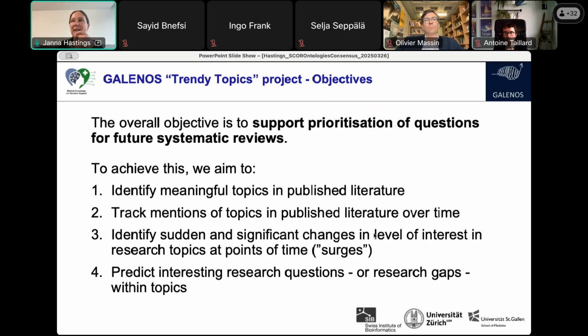And then if you've got these things, okay, we've identified a topic that is having a lot of interest at the moment. Maybe then we could go and look within that topic to identify research gaps or research questions or research directions within that topic.